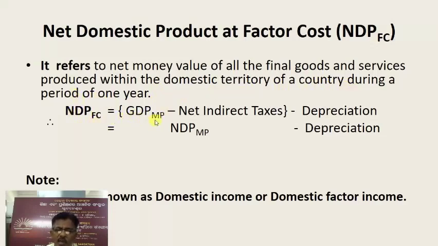Now, GDP-MP minus net indirect tax. You see, factor cost will not include net indirect tax. So from the market value concept, if you deduct the net indirect tax, then you will get the factor cost concept. But here it is gross domestic product you are taking, so you want net, so you have to deduct depreciation also. So GDP-MP minus net indirect tax minus depreciation, what is it? Now NDP at market price minus net indirect tax is equal to NDP at factor cost.